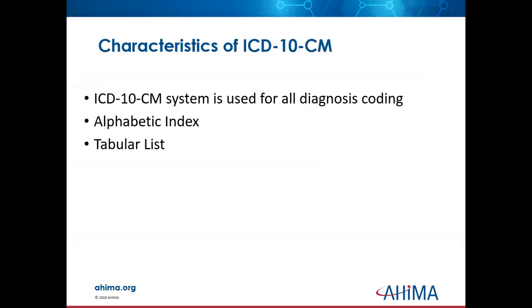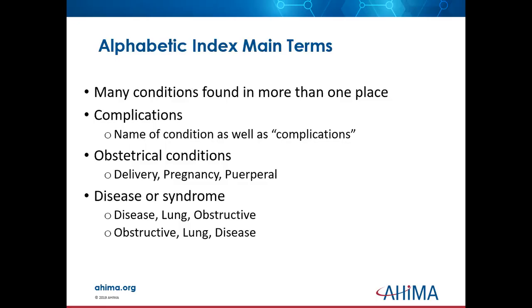What ICD-10-CM is used for is diagnosis coding. In other words, the reason that somebody's encountering the healthcare system. This also includes any health status codes, such as new employment, physicals, newborn, baby codes, what have you. It's composed of the alphabetic index and the tabular. Many conditions are found in more than one place. These could be the name of the condition as well as a subterm of complications.